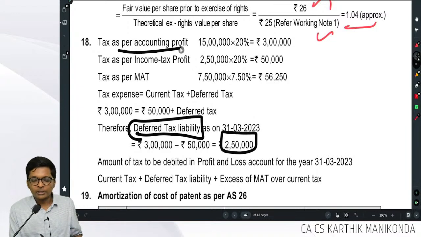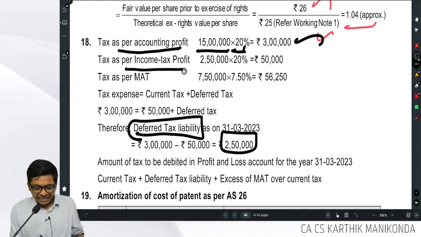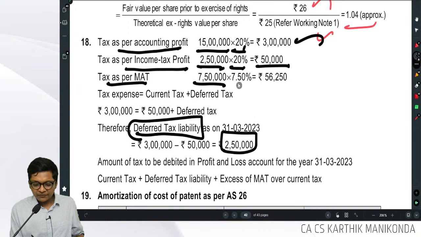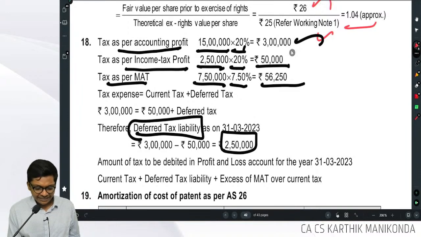Tax as per accounting profit: 50 lakhs into 20%, 3 lakhs, because the rate is 20. Again, tax as per income tax: 2 lakh 50 and 20%, 50,000. Tax as per MAT: 7 lakh 50, 7.5, 56,250. Therefore, total tax liability, tax expense, what I am going to pay to government here will be basically 56,250.